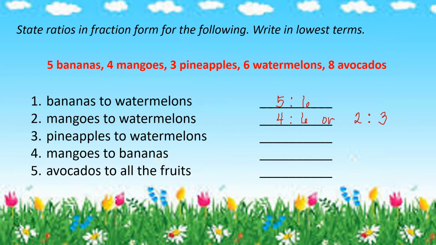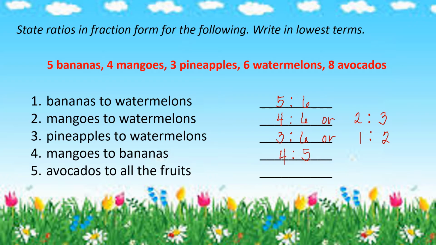Next, what is the ratio of pineapples to watermelons? In the given, there are 3 pineapples and 6 watermelons. Therefore, the ratio is 3 is to 6, or in simplest form, this is equal to 1 is to 2. Next, what is the ratio of mangoes to bananas? The ratio of mangoes to bananas is 4 is to 5.